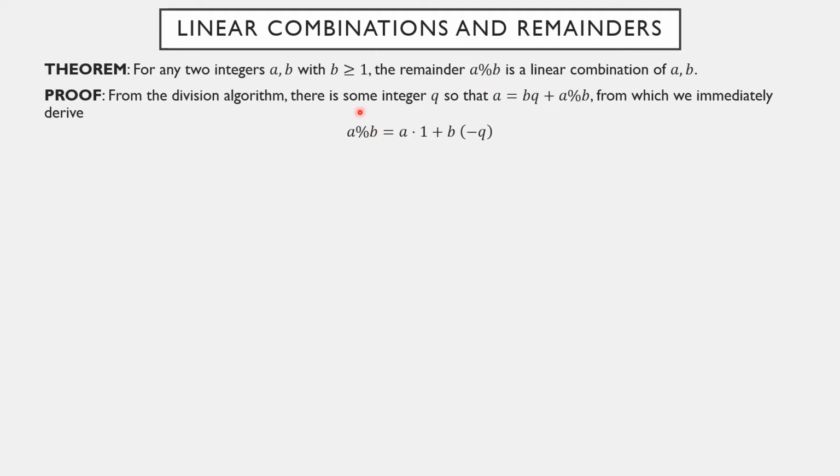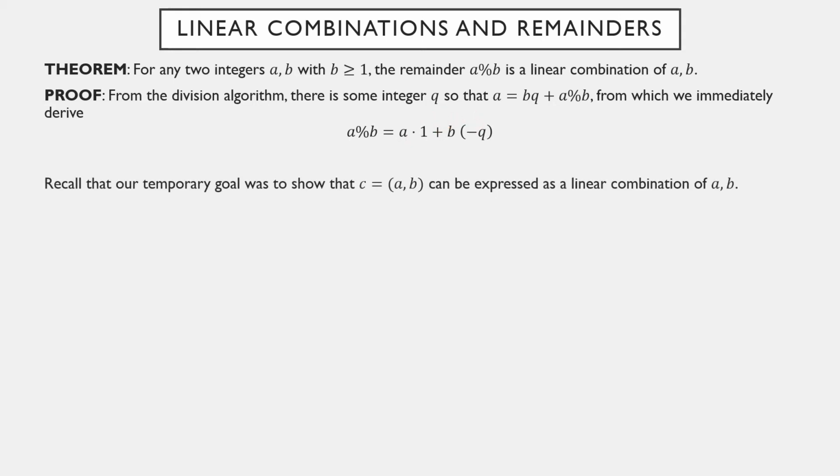So the remainder is a times one integer plus b times another. Okay, so remember our temporary goal is to show that the greatest common factor of a and b is a linear combination of a and b. We've just shown that the remainder is a linear combination of A and B, but we've also shown on the previous slide that any combination of linear combinations is another linear combination.